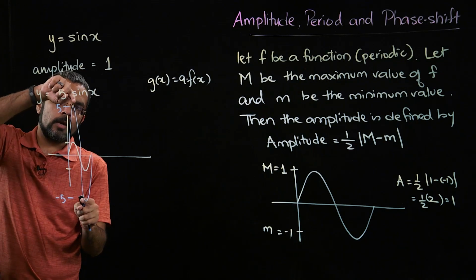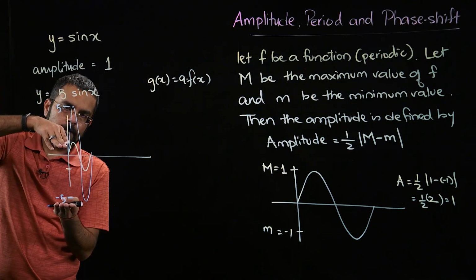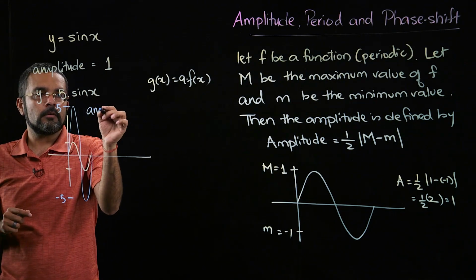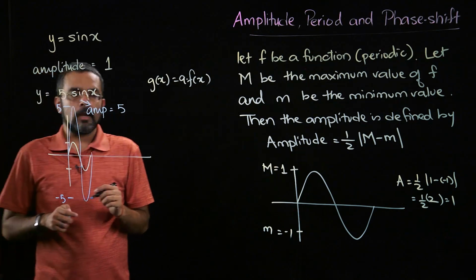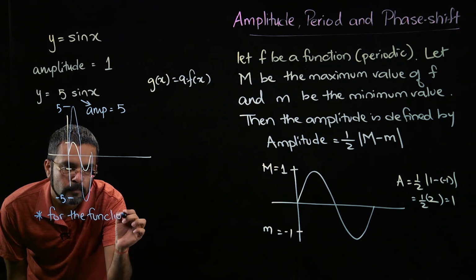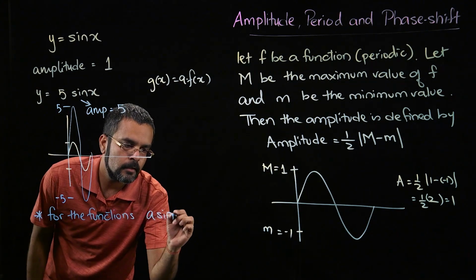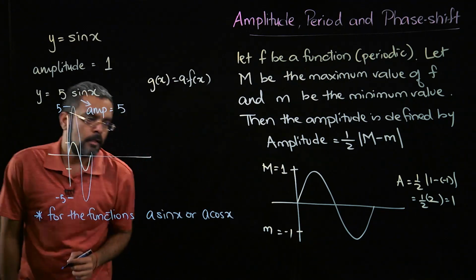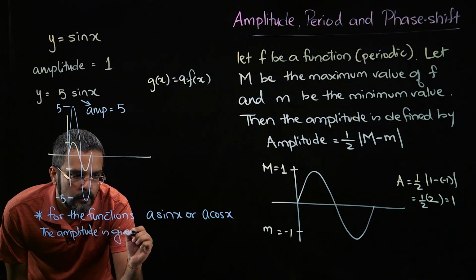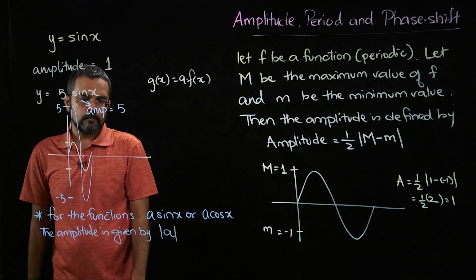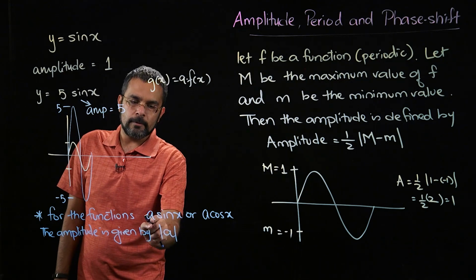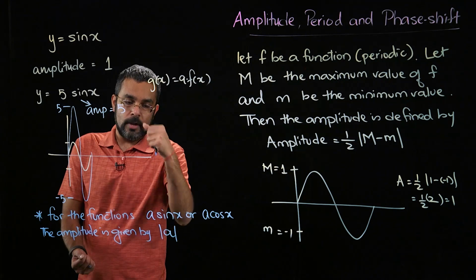And so my amplitude now is going to be 5, because this is 5, this is 5. The distance between the min and the max is going to be 10, and half of that distance is 5. So for this function, my amplitude is going to be 5. Make a small note here that for the functions a sine x or a cosine x, the amplitude is given by the absolute value of a. We want to remember amplitude is always positive, so we denote it by absolute value, so that if I get a negative number, for example -3 sine x, the amplitude would still be 3 because that would be the stretch.